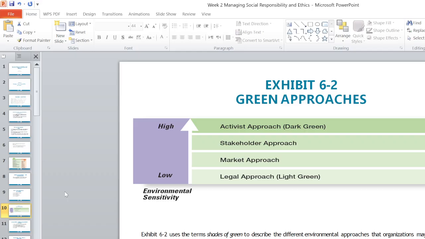Based on how green, sustainable and responsible each approach is, the legal approach is the lowest. They are responsible for the environment, but at the lowest level. The more you go higher, we have the activist approach, which is dark green. It is the most responsible approach for going green.